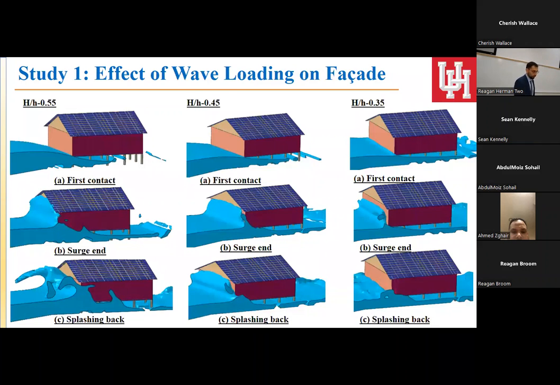Then we actually wanted to understand how the wave behaves with the facade. So we thought it would be beneficial to break down the wave interaction into different components. The first one is when the wave just makes first contact with the house. Then we have the full surge, where the top of the wave's velocity is 0. So the wave has just stopped surging. It's going to splash back, and it's splashing back, as we mentioned.